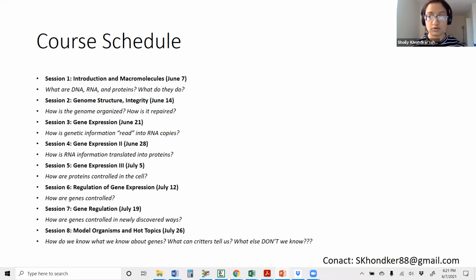First, we'll be going into transcription, which is the process by which DNA is read and transcribed into RNA. Then for that session, we'll be focusing more on RNA. The session after that, we'll be focusing on translation. So that's gene expression 2. So the translation is the process by which RNA is translated to amino acids to create proteins.